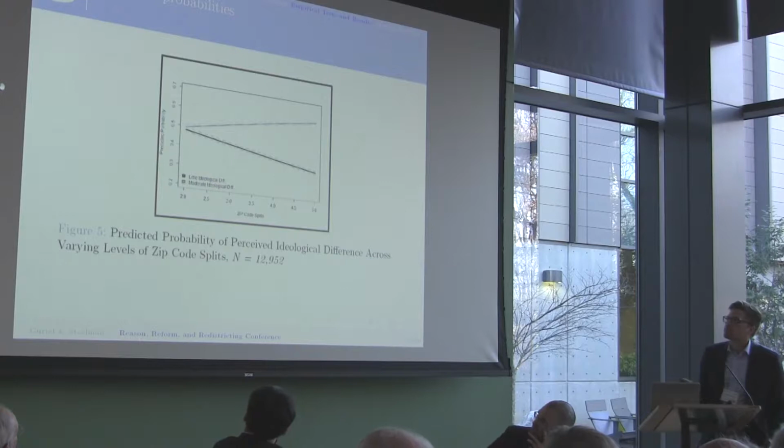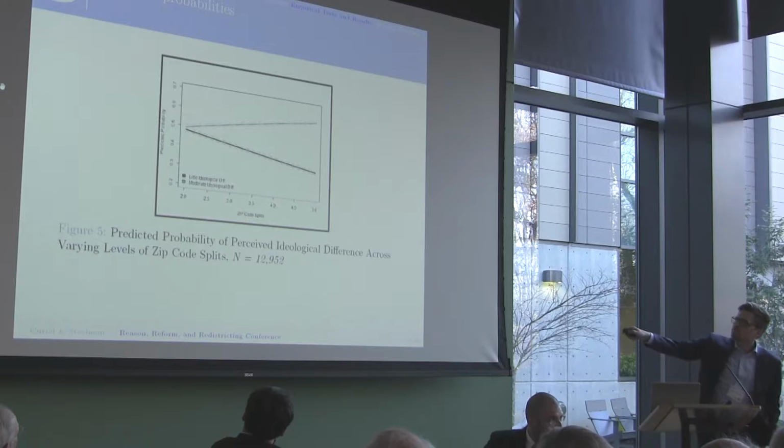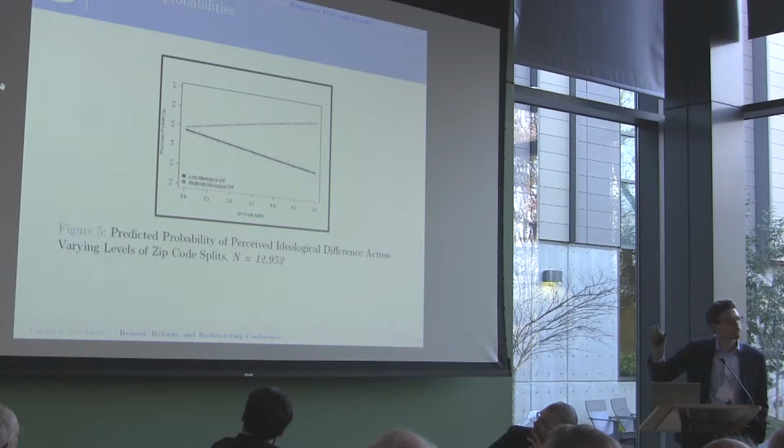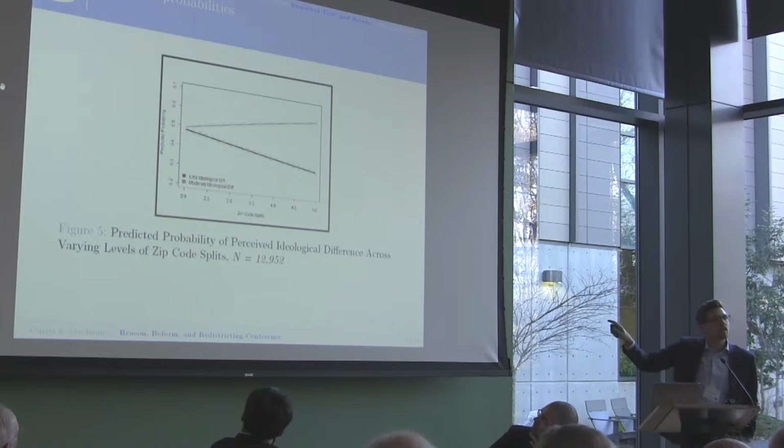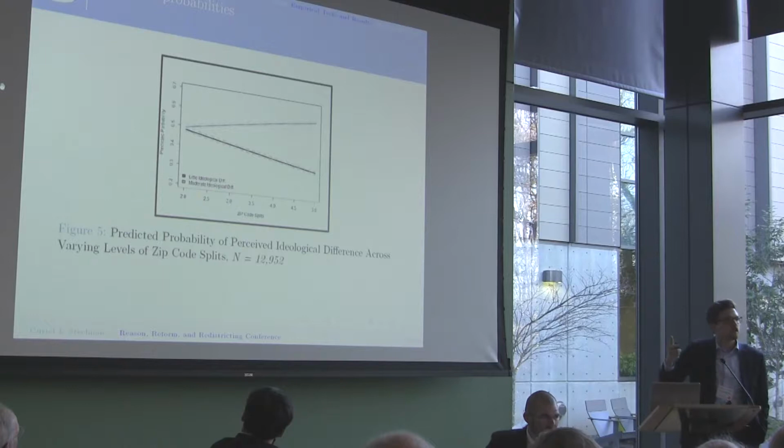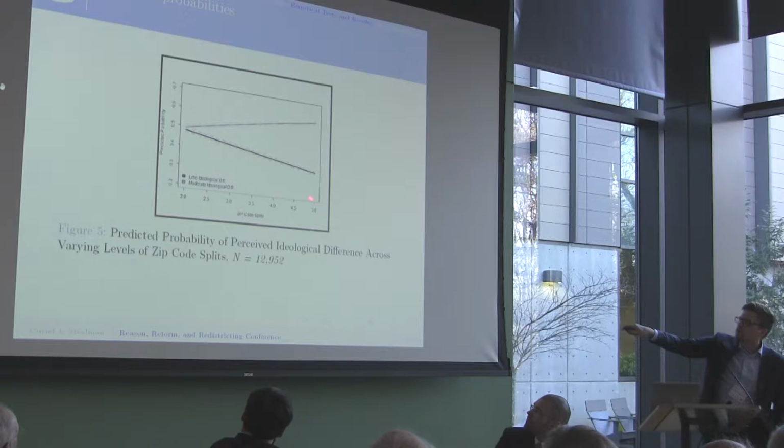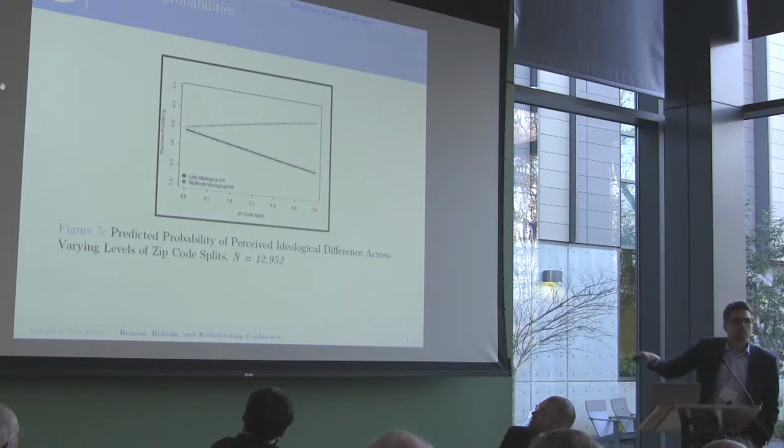And this is a graphical representation of our model of ideological distance. For an individual who lives in a zip code split by only two congressional districts, there's not a lot of perceived difference between them and their member. I would like to point out here that we're controlling for individuals who are of the same race and party as their member, so these are people that should perceive a fair amount of ideological similarity with their member. But as we move across to more congressional districts inside of a single zip code, we see a great deal of alienation.